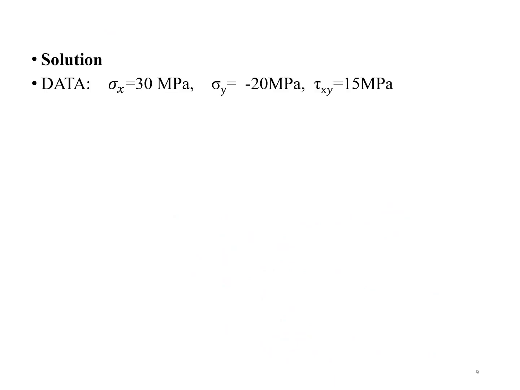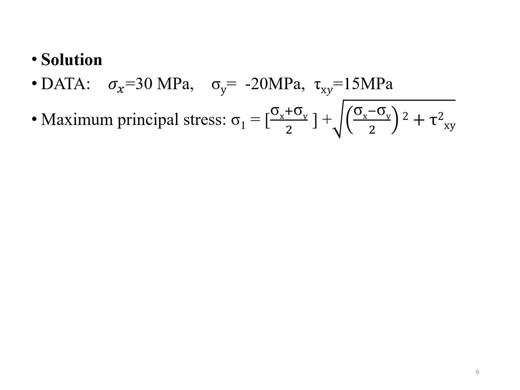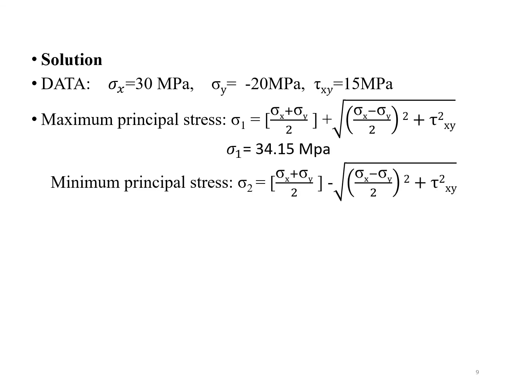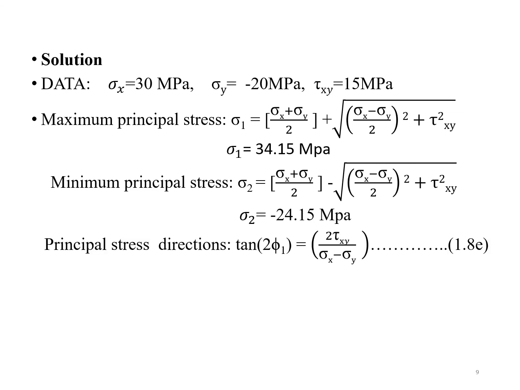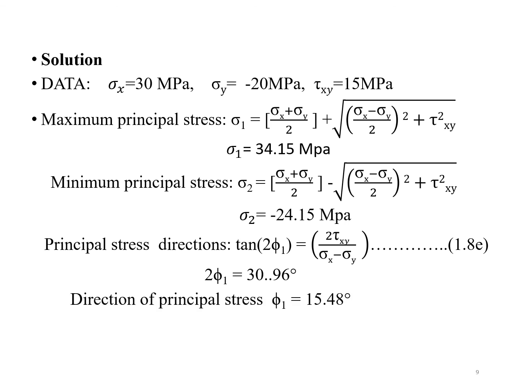So for the solution, suppose data: sigma x 30, sigma y minus 20, tau xy 15 megapascals. Principal stress sigma 1 is given by 34.15 megapascals. Minimum comes out to be minus 24.15 megapascals. Principal stress direction phi 1 comes out to be 15.48 degrees, and phi 2 it comes out to be 105.